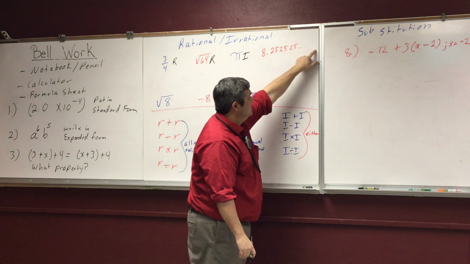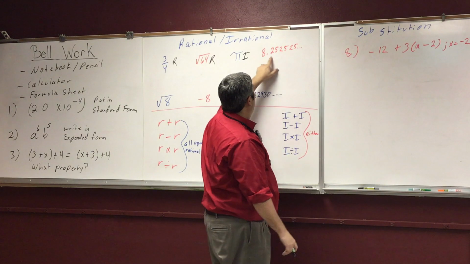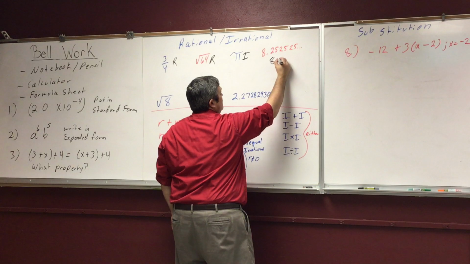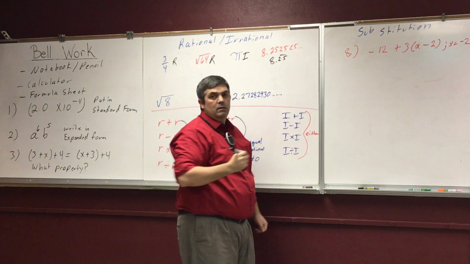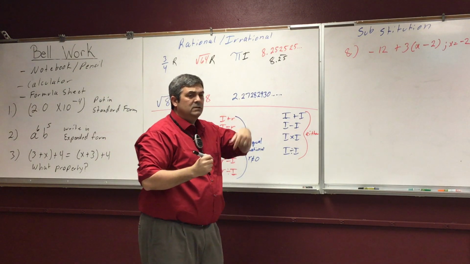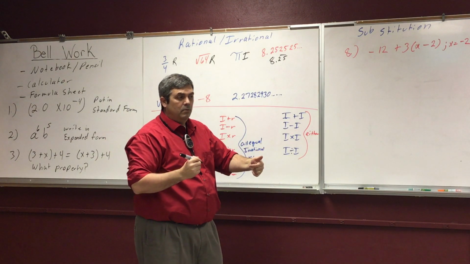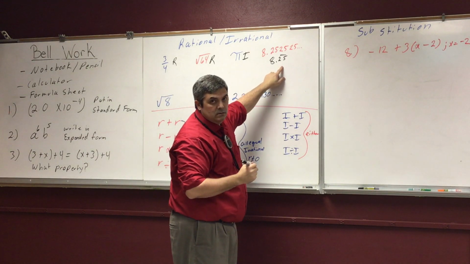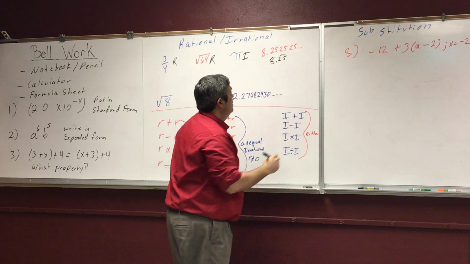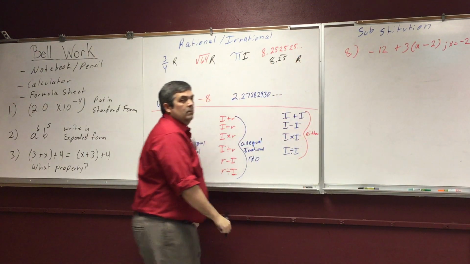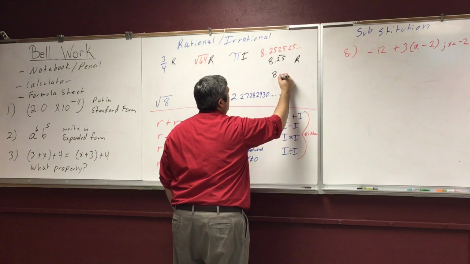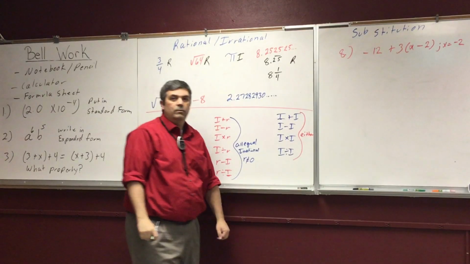Well, what about this one? 8.252525 and so on. We're repeating here, 25, 25, 25. Another way this could have been written was with a bar over the repeating digits. So be aware of that. An irrational number is never-ending and never-repeating. Well, this repeats, so it's not irrational, it must be rational. The other way they could write that is as a fraction. I believe it's 8 1/4.